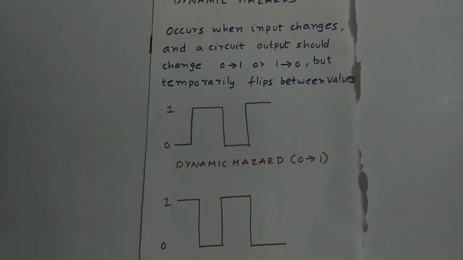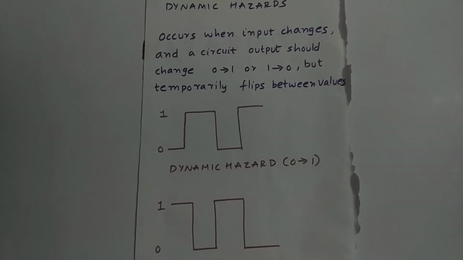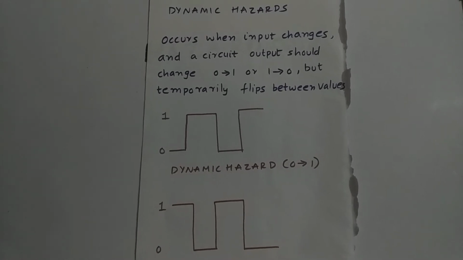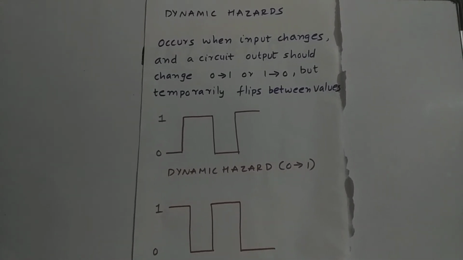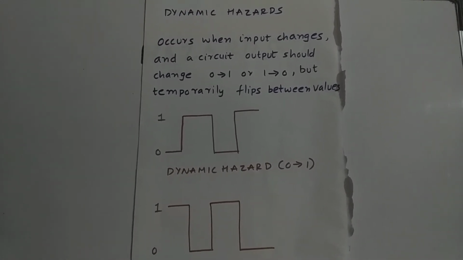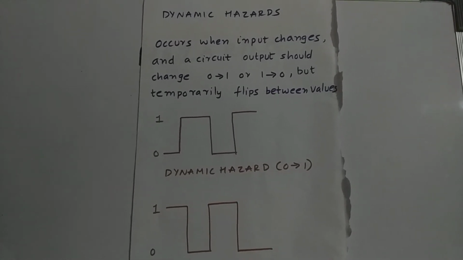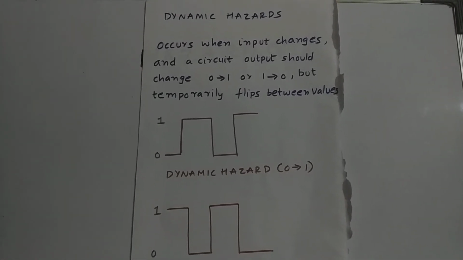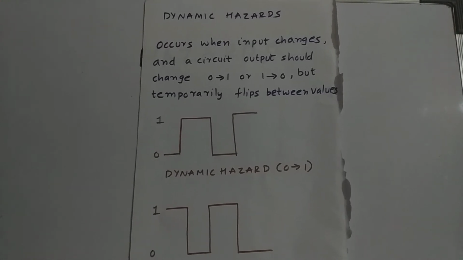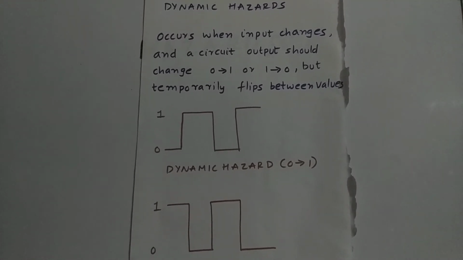And there are also functional hazards, for which I'll be making a separate video, so I'm not going to discuss them in this video. So let's see how we can realize a hazard-free realization of a static hazard using an example.